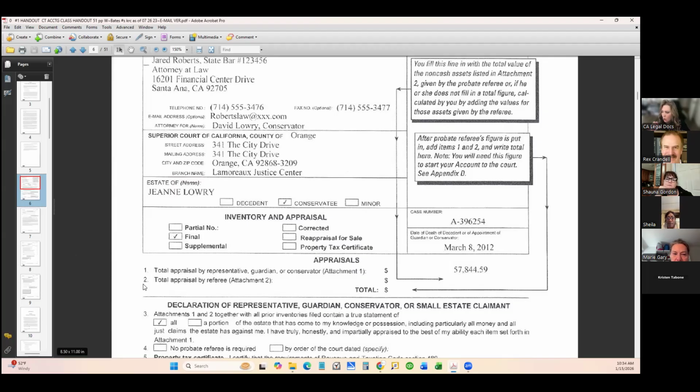Honey, say that one more time. So the clear box that says property tax certificate, can you mark that if you're trying to get property values so that way you're not having the referee?